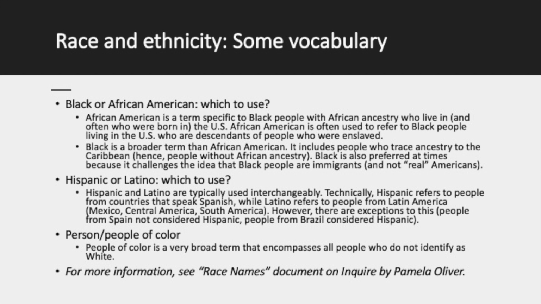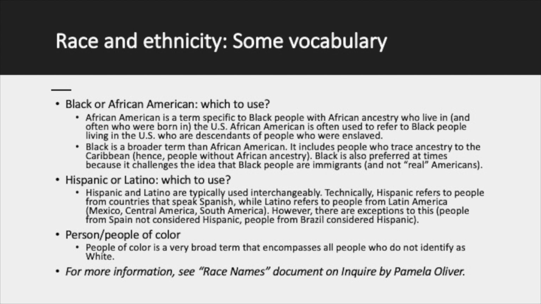Sometimes they're used interchangeably, but African American is a term that is more specific to Black people with African ancestry who live in and often who were born in the US. And we often see African American used to refer to Black people living in the US who are descendants of people who were enslaved. Okay? African American is probably a term that you were taught to use in grade school or in high school, because this is the appropriate terminology. And in some cases, this is the preferred terminology. It depends on the person, and it depends on how somebody does or does not fit within what we classically define as African American.